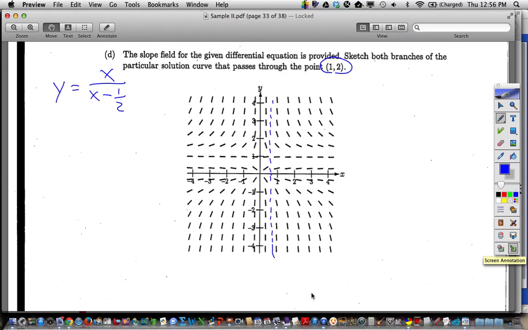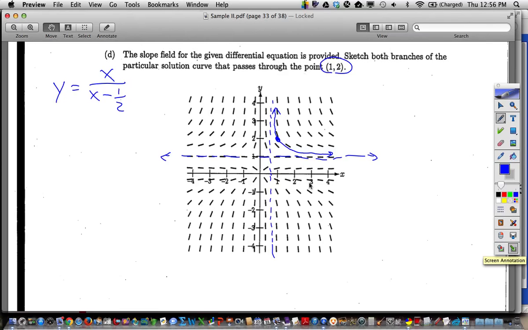So I'm going to put that in. We know it had a horizontal asymptote at 1. So I'm going to put that in. We know it passes through the point 1, 2, which is right up here. So it's going to go like so.